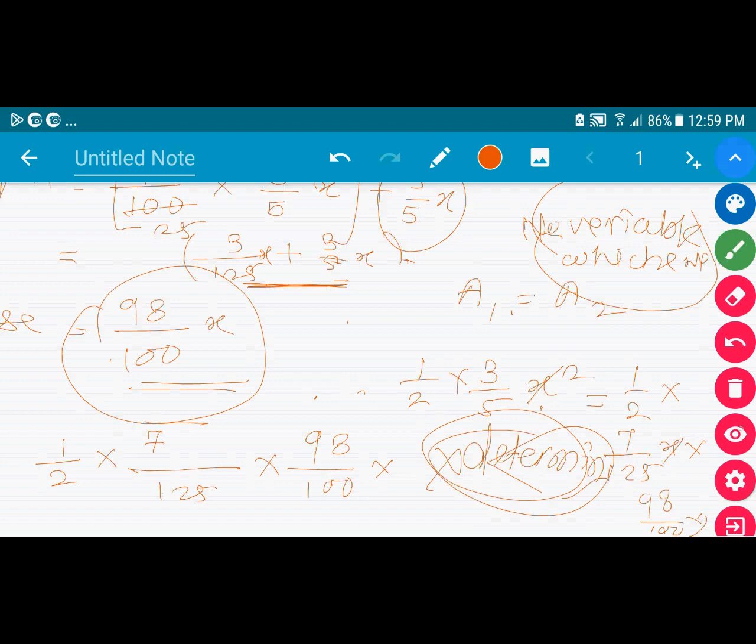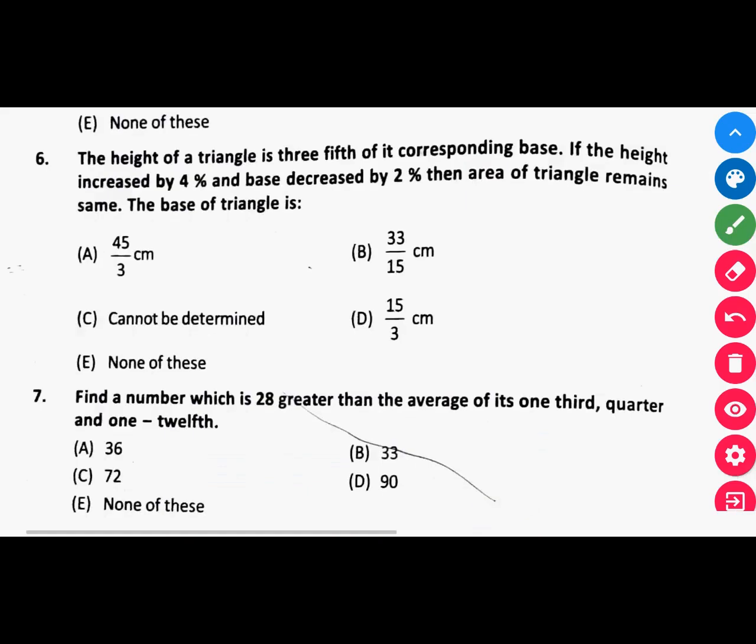We cannot solve this problem because it is not possible that if the height increases by 4% and the base decreases by 2%, the area should remain the same. This is practically impossible. So there is no variable for us to find the value. So the answer for this question cannot be determined, because x square from both sides will get cancelled, so we cannot find the solution.